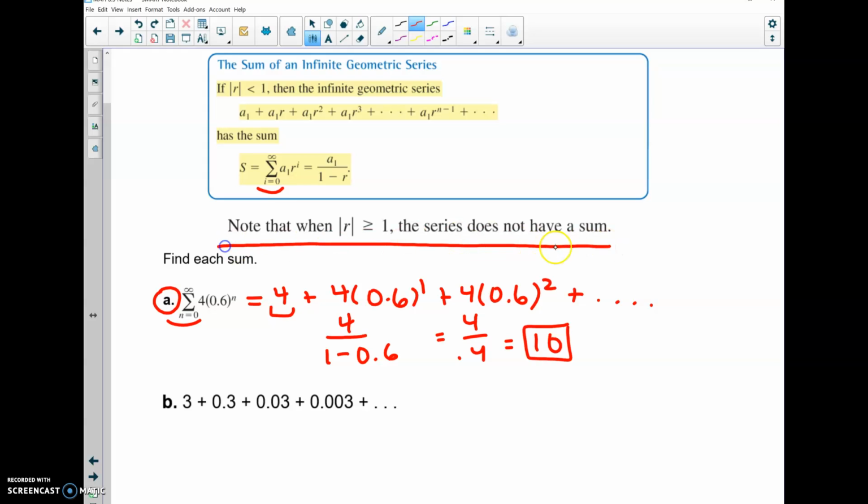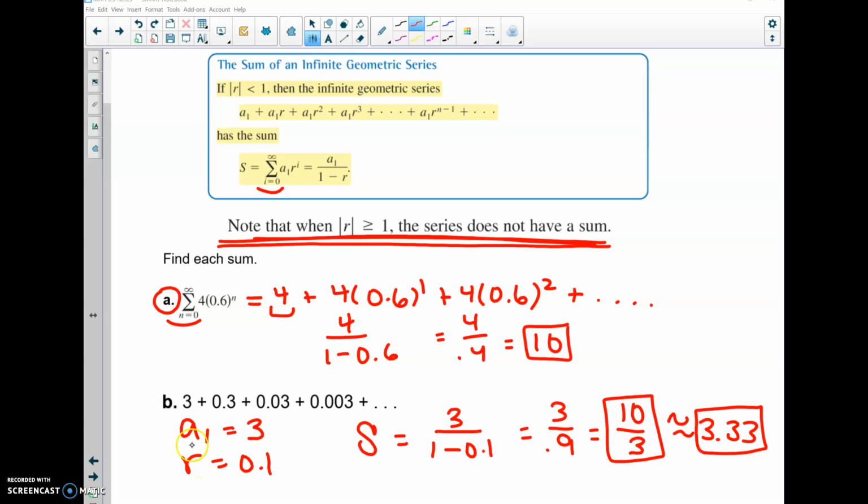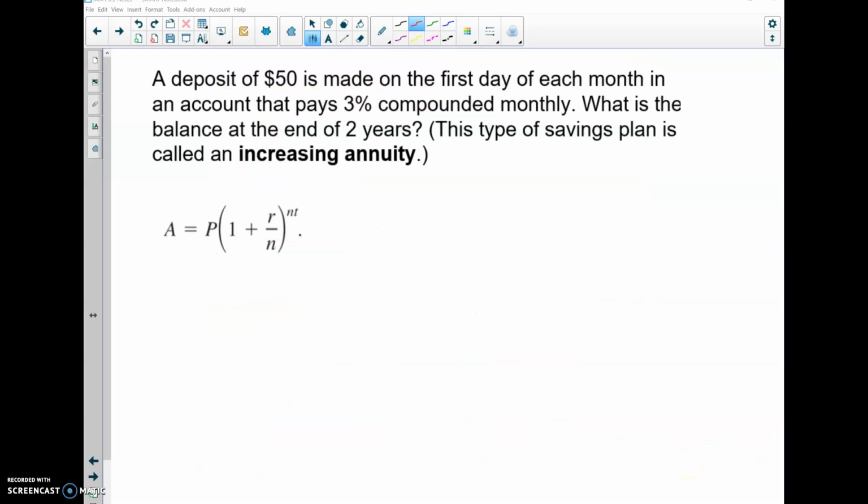Notice, make a big note here. If the absolute value of r is bigger than or equal to 1, it doesn't have a bound, so that would mean the series does not have a sum. Take a few minutes and try part B. That is a geometric series, an infinite one, so use your formula to come up with what that infinite series sum would be equal to. Our first term in our series here is 3. Our common ratio is 1. So plugging that into the formula here, we would get that sum, that infinite geometric series sum would be 10/3, or approximately 3.33.